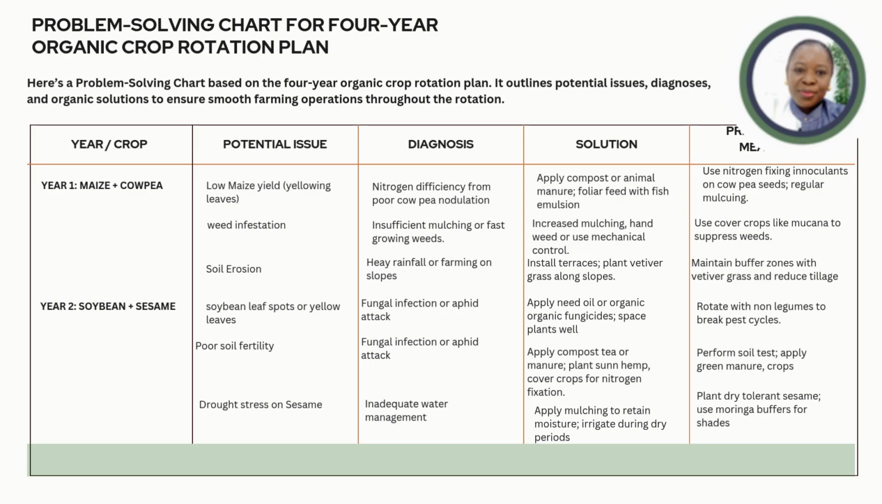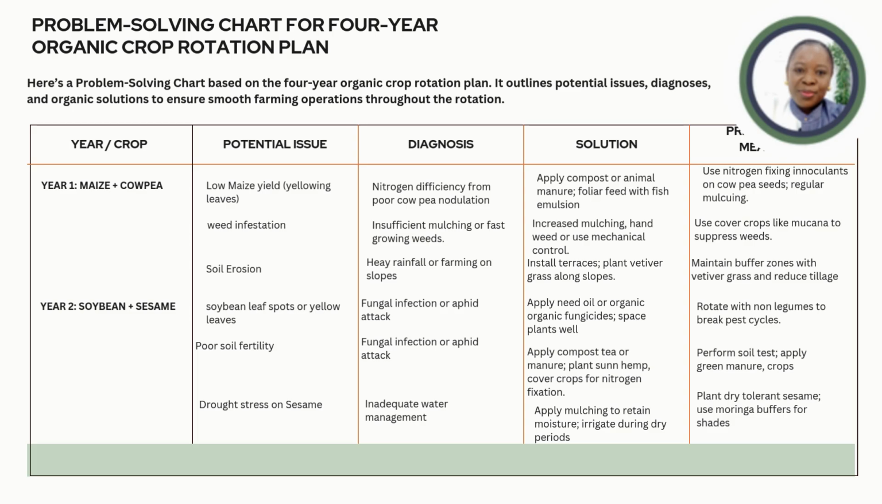Crop and year: Year 1, maize and cowpea. Potential issue: low maize yield, yellowing leaves. Diagnosis: nitrogen deficiency from cowpea nodulation. Solution: apply compost or animal manure, foliar feed with fish emulsion. Preventative measures: use nitrogen fixing inoculants on cowpea seeds.